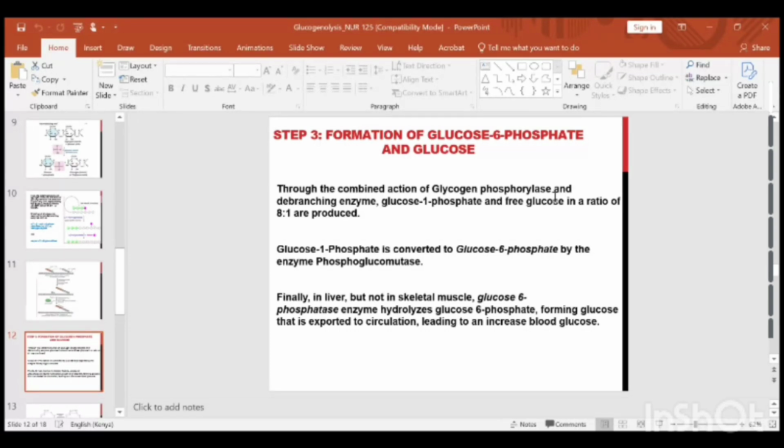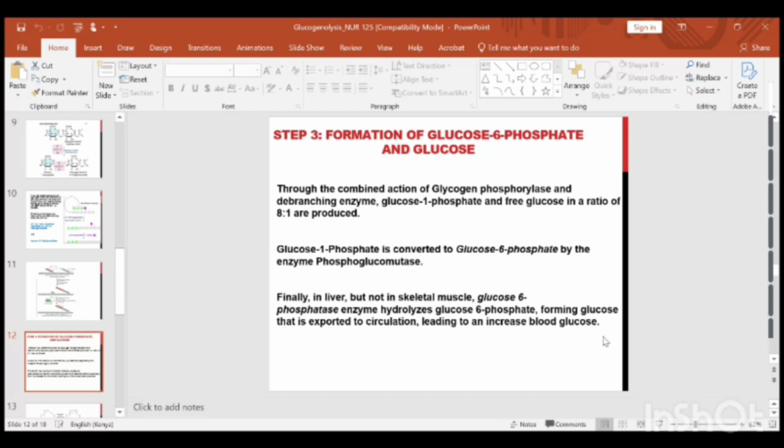Now, ultimately, of course, we're interested in glucose. That is what we want. We don't want glucose 1-phosphate. So the next step technically will be to convert glucose 1-phosphate to glucose 6-phosphate. This is done by phosphoglucomutase. And then in the liver, glucose 6-phosphate is hydrolyzed to form glucose. So then that ultimately gives us the glucose that we want.